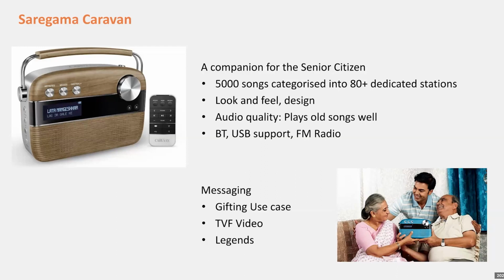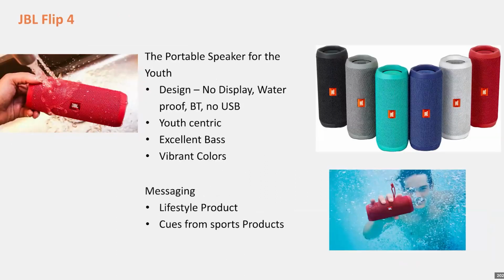Let's take a look at a completely complementary, completely oblique, 180 degrees out of phase product, and that's the JBL Flip 4. This is meant for a completely different audience. This is meant for the youths. This is meant for the urban elite youths. It's a waterproof device. It is advertised as something that you can take in your hands and dive into your swimming pool. It comes in amazing colors. It comes in an interesting form factor.